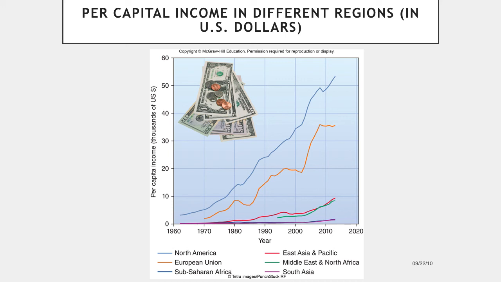In this graph, we see per capita income in different regions. This is in 2010 dollars. Overall income has climbed, but the gap between rich and poor countries has grown faster.